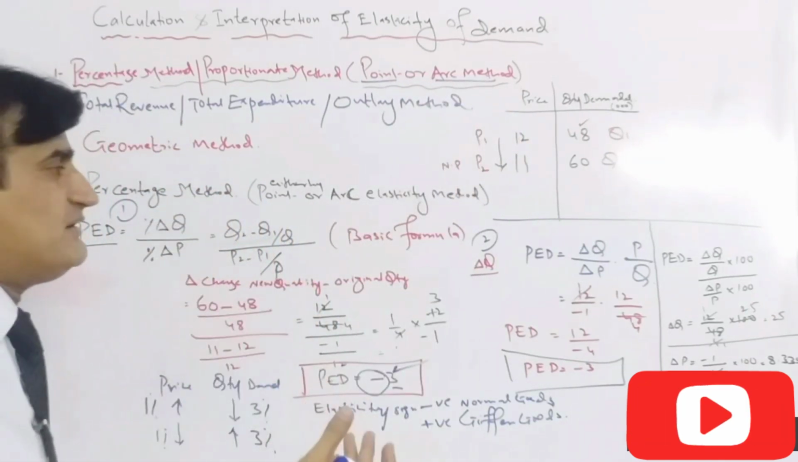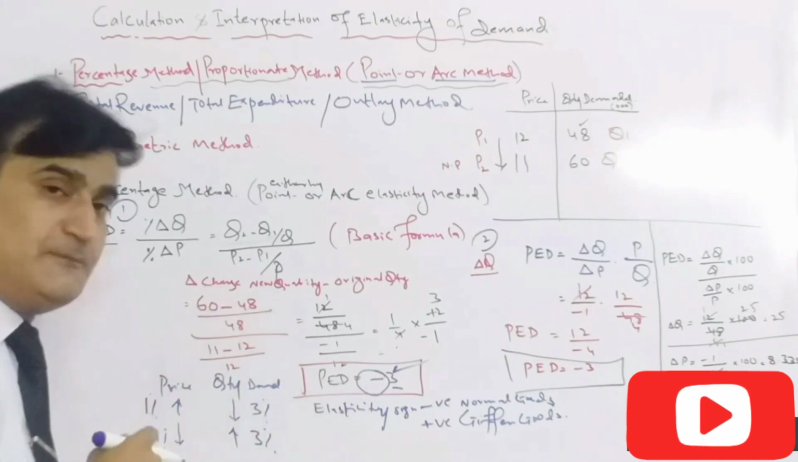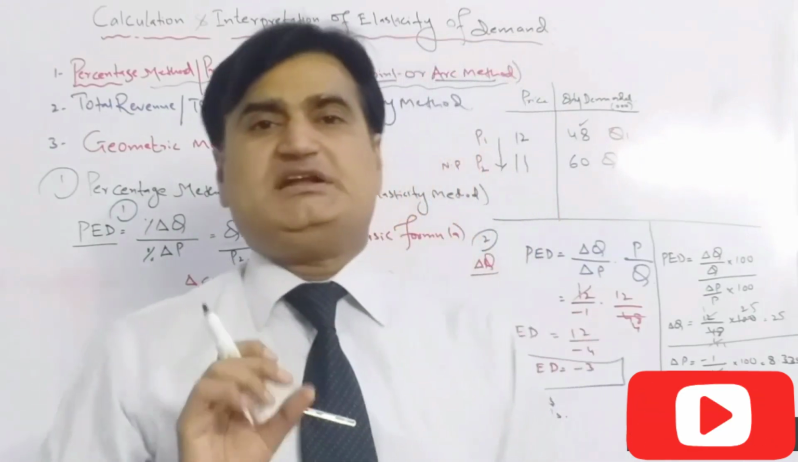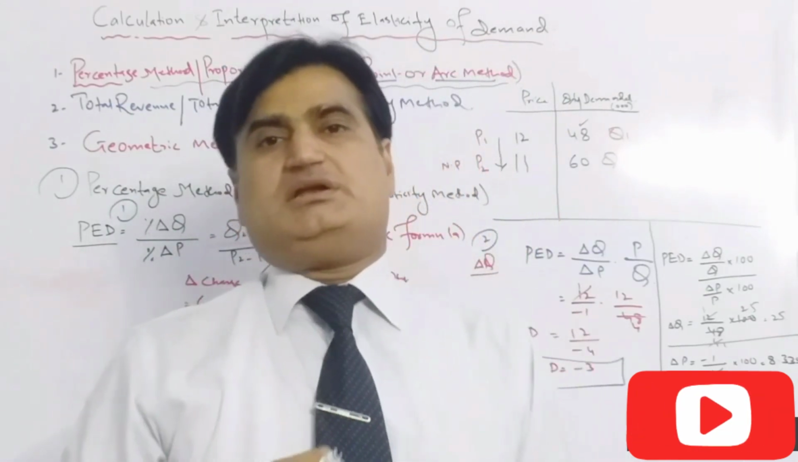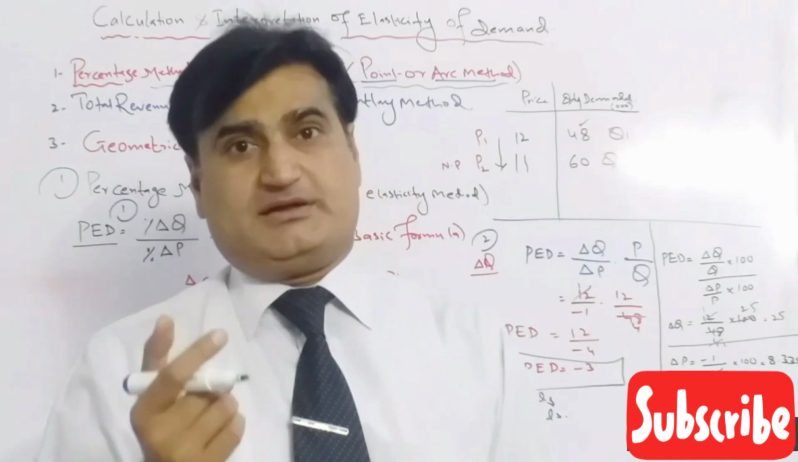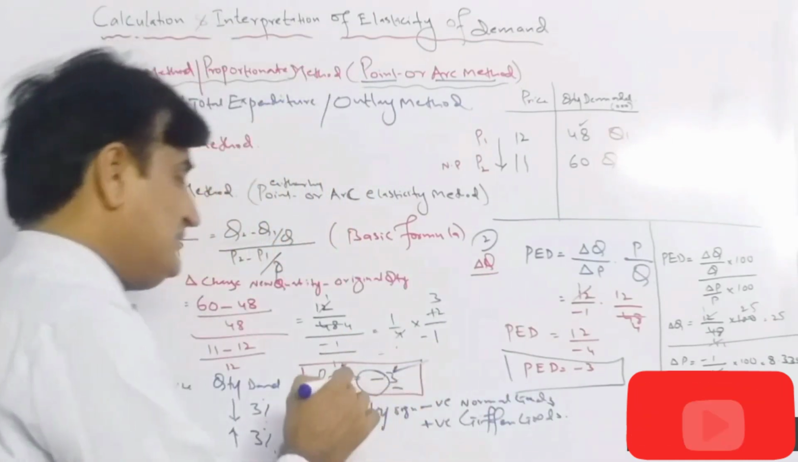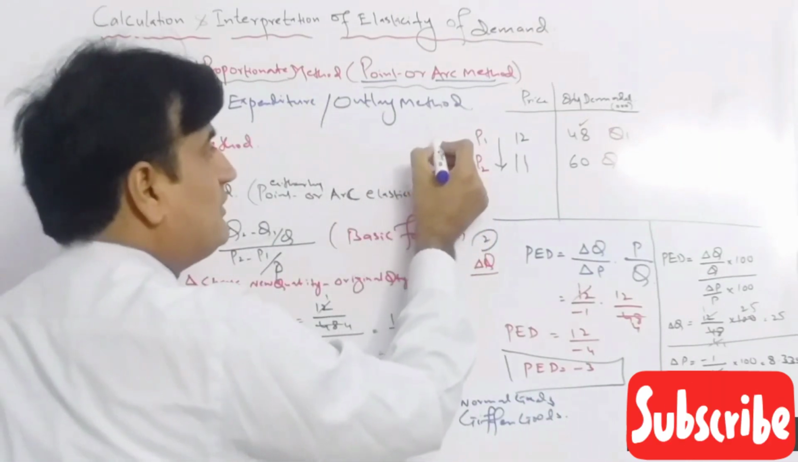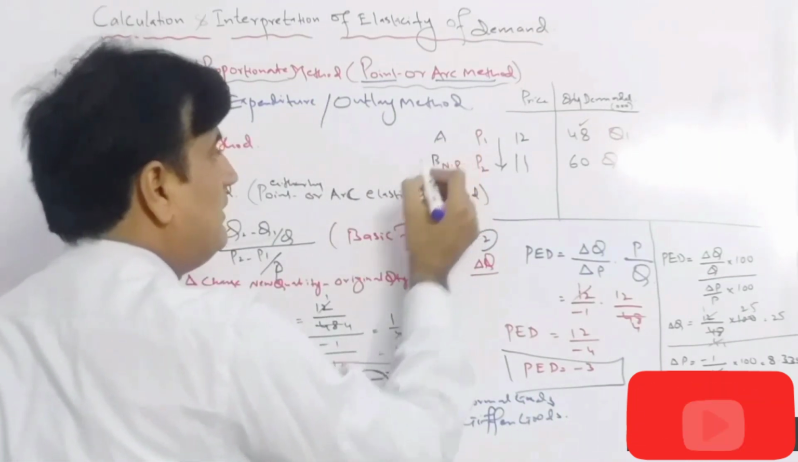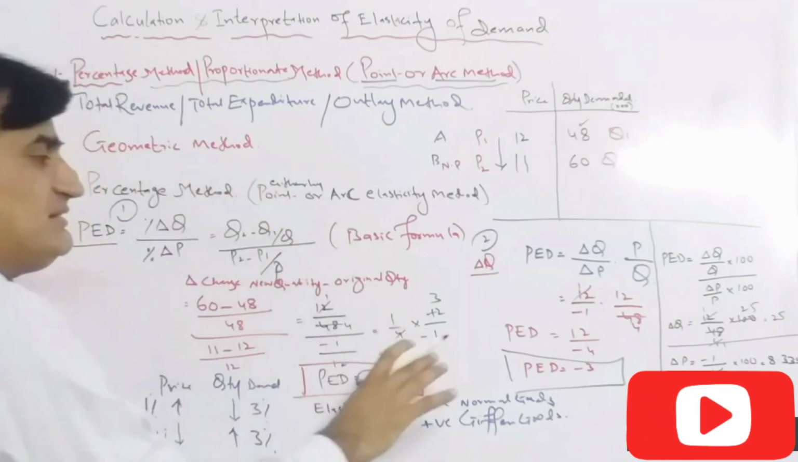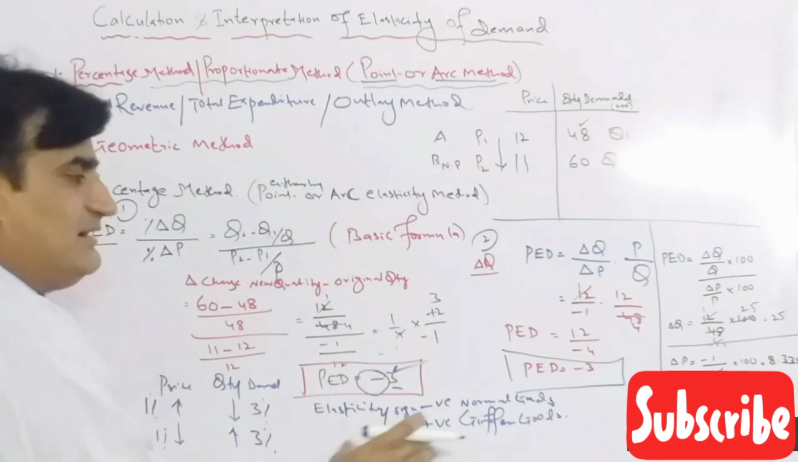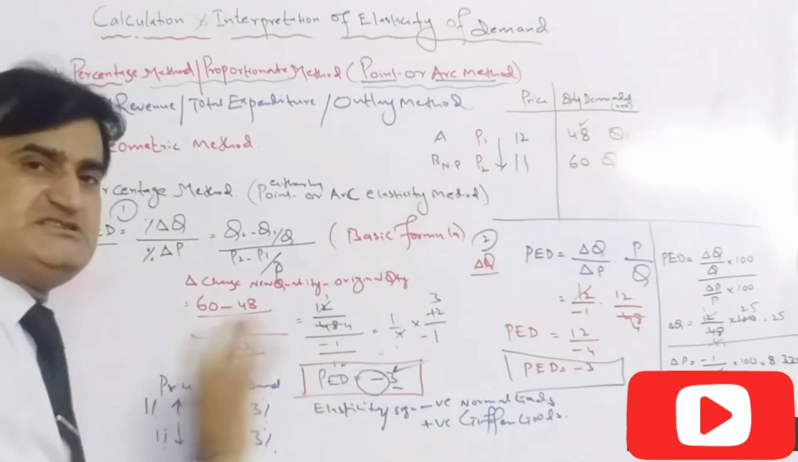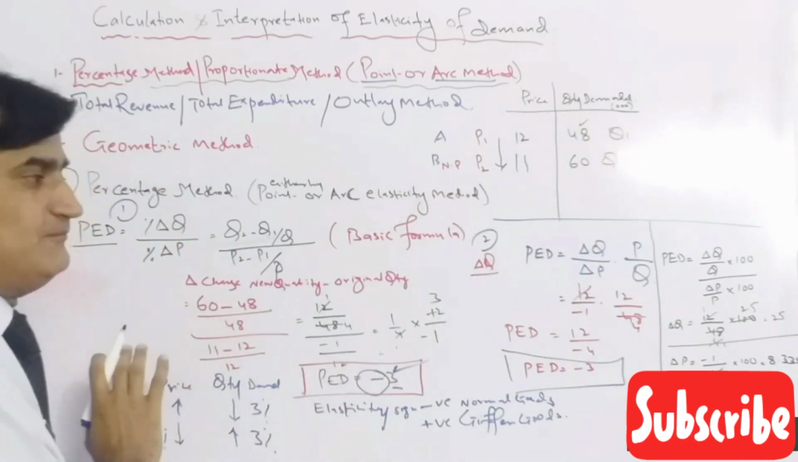Now we have to discuss what the drawback of this method is, because this method is used to calculate a limited change, that is, the change in quantity demanded due to a 1% change in price. So this method has a drawback. For example, this is A, this is B. By three methods we have calculated the elasticity, that is -3, but when we move from B to A, the result will change. This is the drawback of this method.